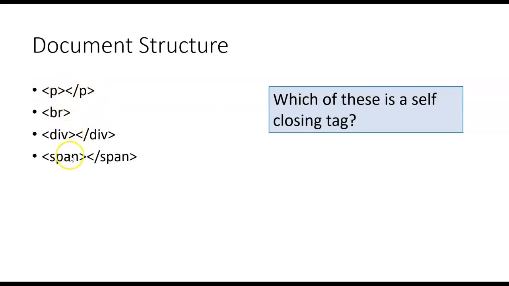The paragraph tag has an opener and a closer, and content goes in the middle. Div is the same thing. Span is the same thing. The break tag simply exists as its own thing, much like the image tag that we just saw. So I'm going to jump over to my laptop now, and I'm going to show you the paragraph, break, div, and span.